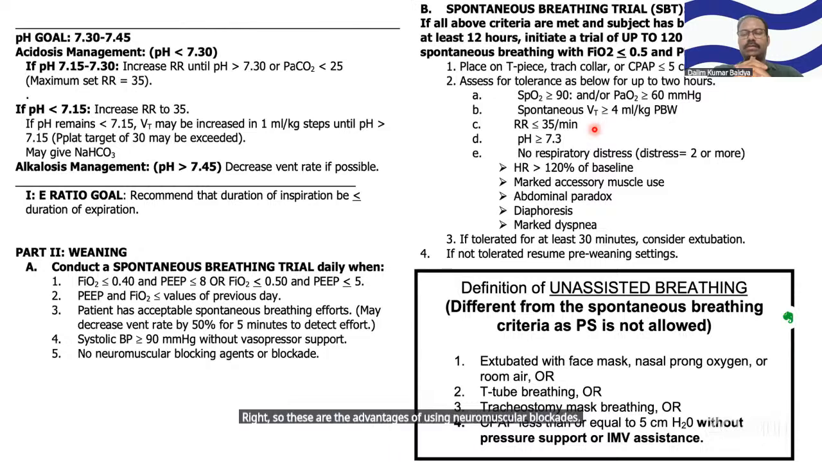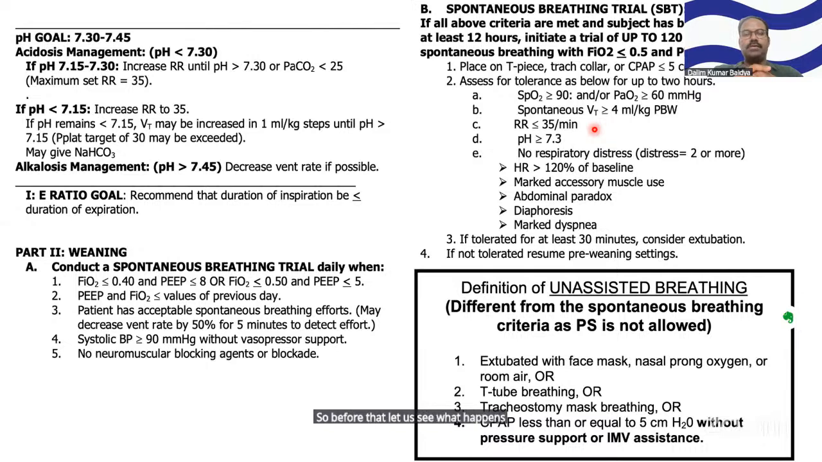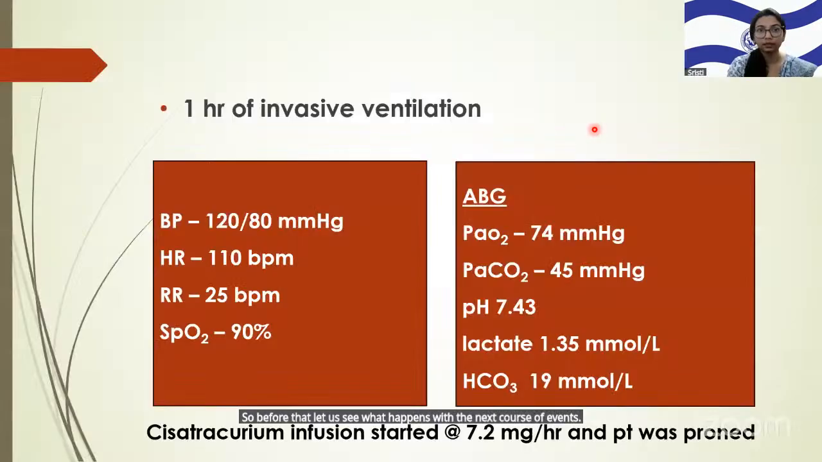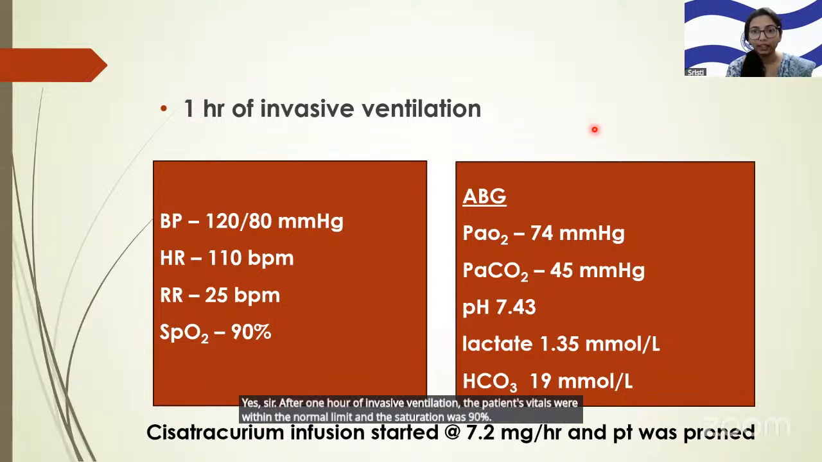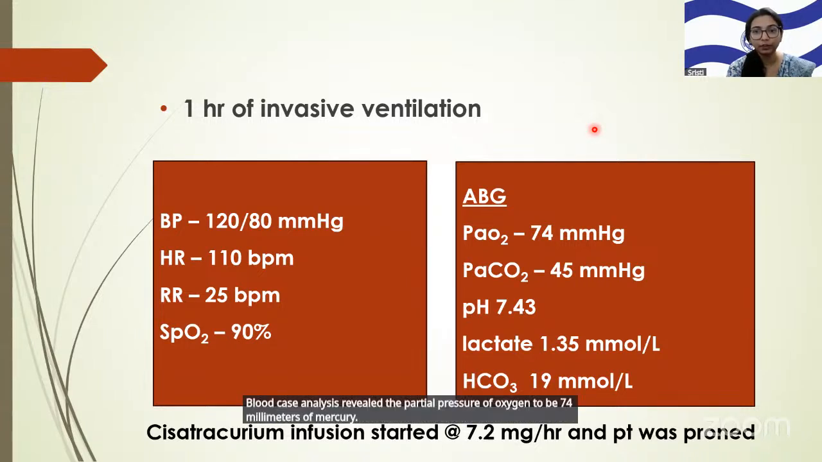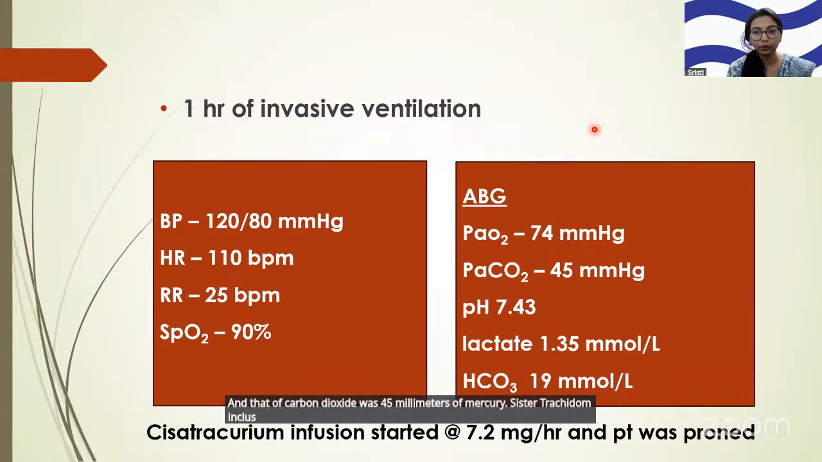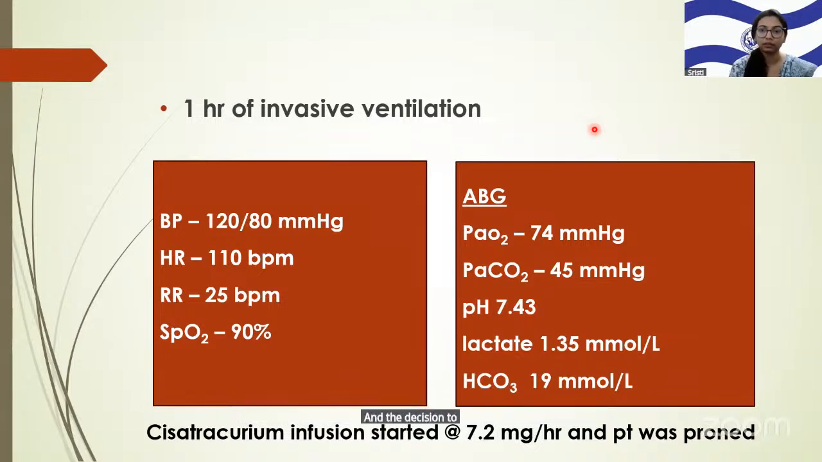We'll discuss them in detail. So before that, let us see what happens with the next course of events. Yes, sir. After 1 hour of invasive ventilation, the patient's vitals were within normal limits and the saturation was 90%. Blood gas analysis revealed the partial pressure of oxygen to be 74 millimeters of mercury and that of carbon dioxide to be 45 millimeters of mercury. Cisatracurium infusion was started at 7.2 milligram per hour and the decision to prone the patient was taken.